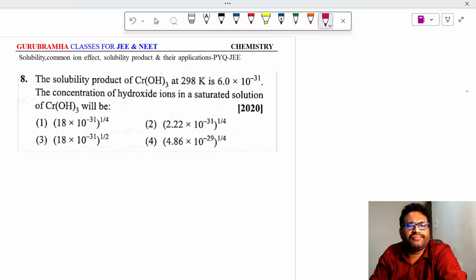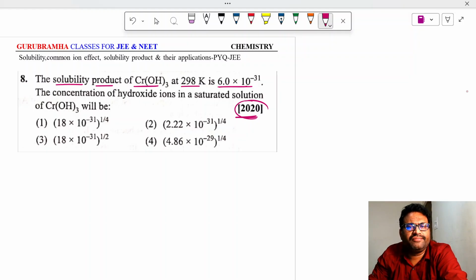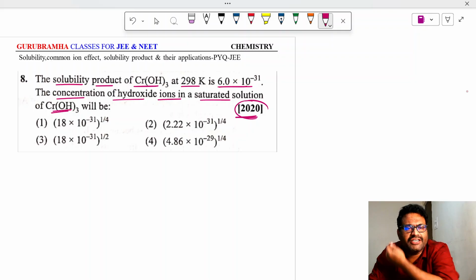Let us see this. The solubility product, given in 2020, of chromium hydroxide at 298 Kelvin is 6.0 into 10 power minus 31. Then what is asked? The concentration of hydroxide ions in a saturated solution of chromium hydroxide. Okay, the same procedure.